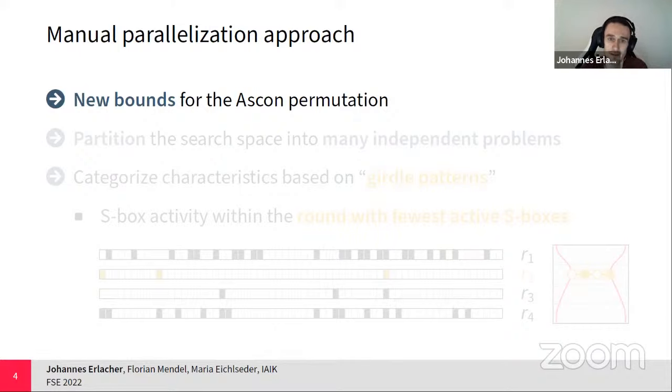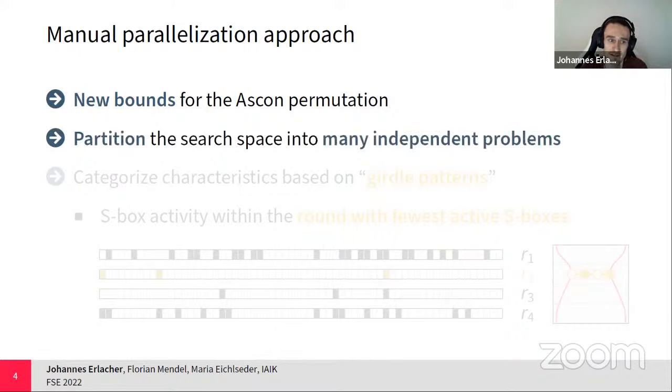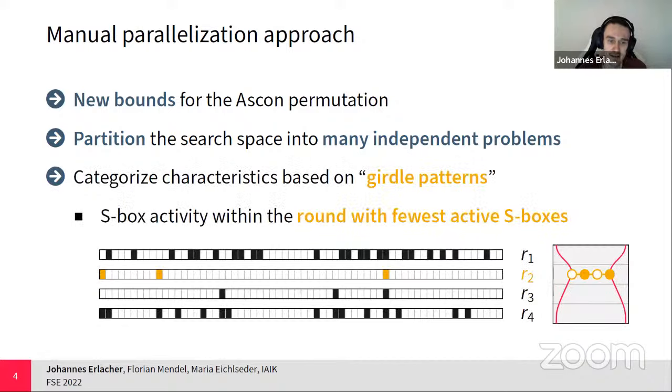Such an approach requires us to partition the search space into many independent problems, which we can then solve in parallel utilizing multiple solver instances. We chose to categorize characteristics based on a so-called girdle pattern, which we define as the specific S-box activity pattern within the round with the fewest active S-boxes for any given characteristic. We get a partitioning from this idea by fixing a specific girdle pattern in a specific round in our model and repeating this for every possible case.